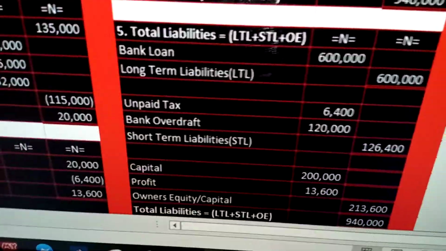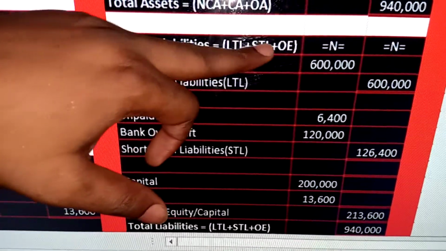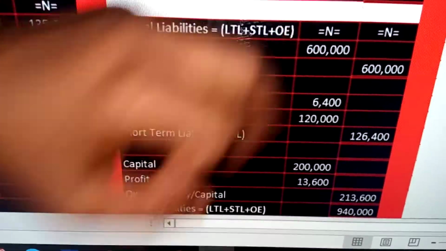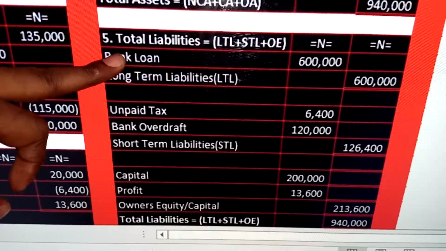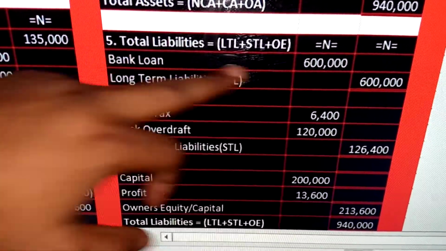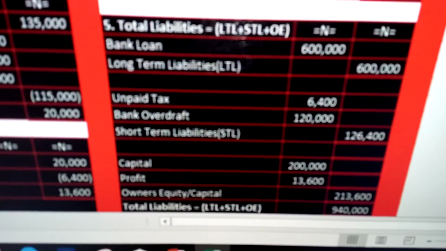So we can come here now. Total liabilities is long-term liability plus short-term liability plus owner's equity. So what is our long-term liability based on the question? It is the bank loan. That's the only item there. Bank loan, which is 600,000. So our total long-term liability is 600,000.